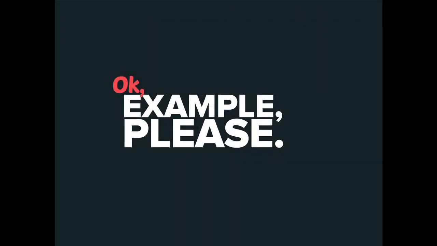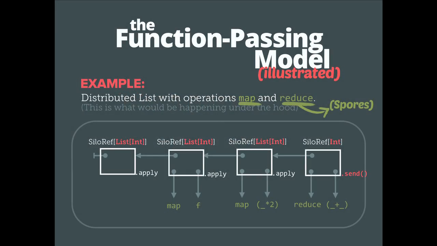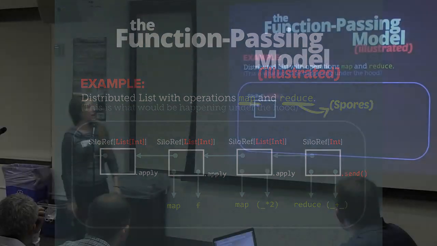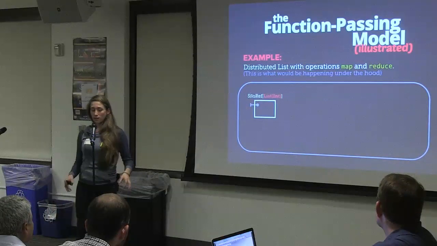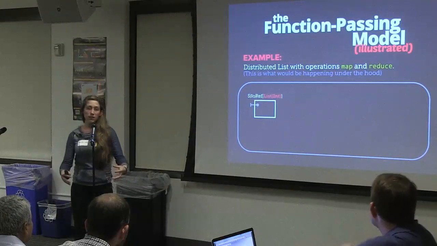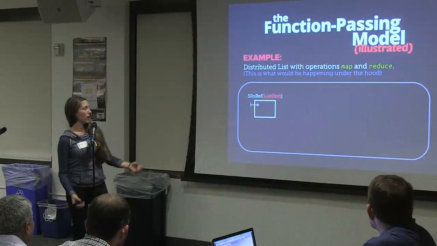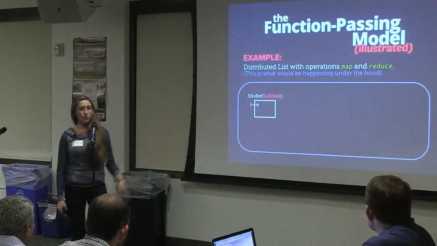OK, so I told you I was going to give you an example now again, and it's going to be another one of these visual ones. So the idea here. You're going to have to use your imagination because I can't put everything on one slide. I want you to just get the intuition. Let's just say that you want to invent your own distributed list thing, and you want to have something that represents a map and a reduce operation.